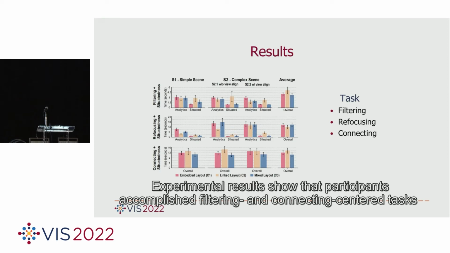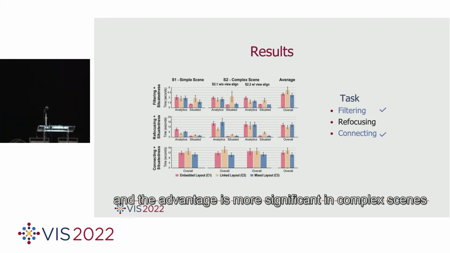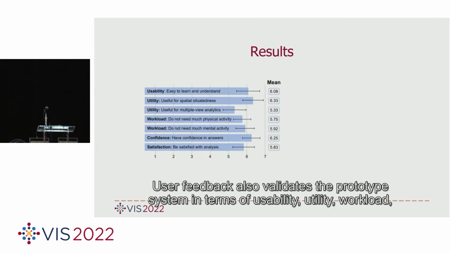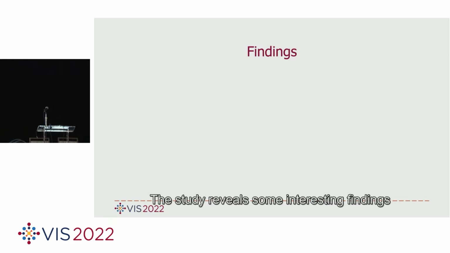Experiment results show that participants accomplished filtering and connecting centered tasks significantly faster with our layout, and the advantage is more significant in complex tasks. User feedback also validates our prototype system in terms of usability, utility, workload, confidence, and satisfaction. The study reveals some interesting findings.